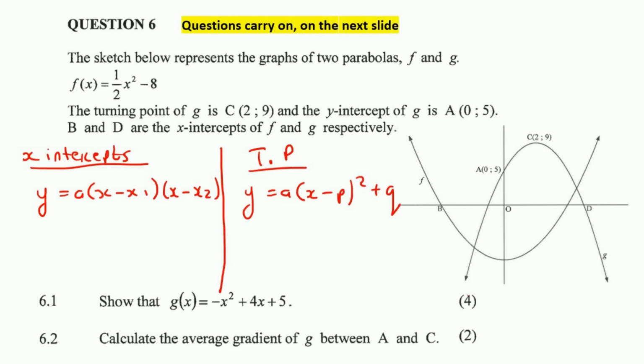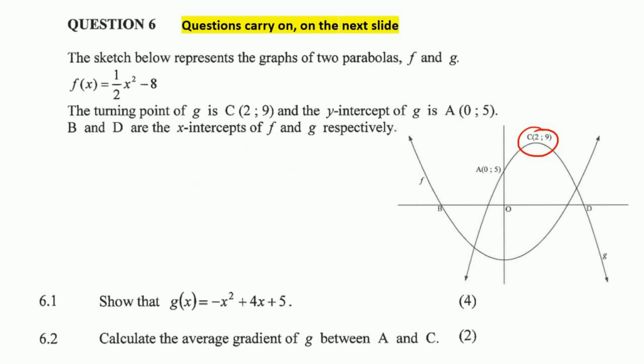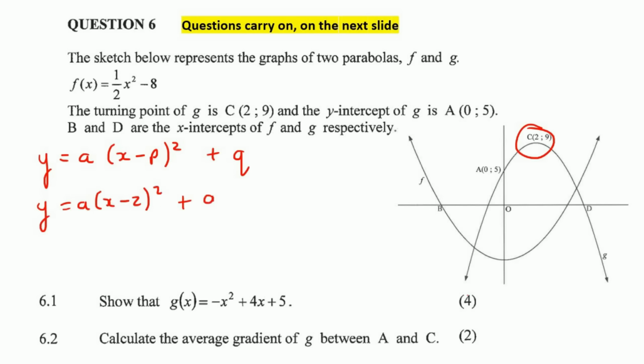All right, so what have they given us in this question? Well, they've given us a turning point, so we're going to use this one. You don't worry about this for now. It'll get there by itself. So we're just going to say y equals a(x minus p) squared plus q. And then remember that the turning point is (2, 9), so that means the graph has moved 2 places to the right and 9 places up. Then to find a, you plug in another point, so we'll use (0, 5). So the 5 is a y value, the 0 is an x value.